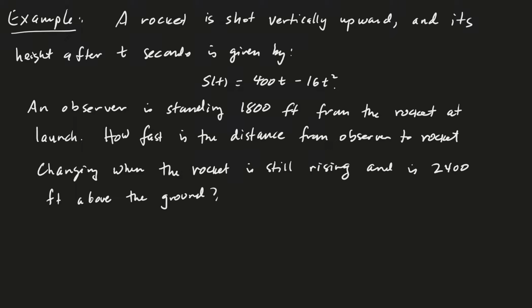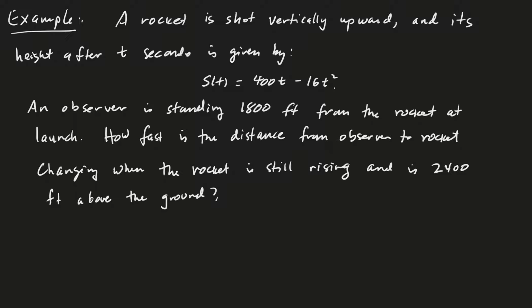Okay, so this is another exercise in the related rates problems, and it has a little bit of a wrinkle. Let's see what this one's all about. So we have a rocket that's shot vertically upward, and its height after t seconds is given by s of t equals 400t minus 16t squared.